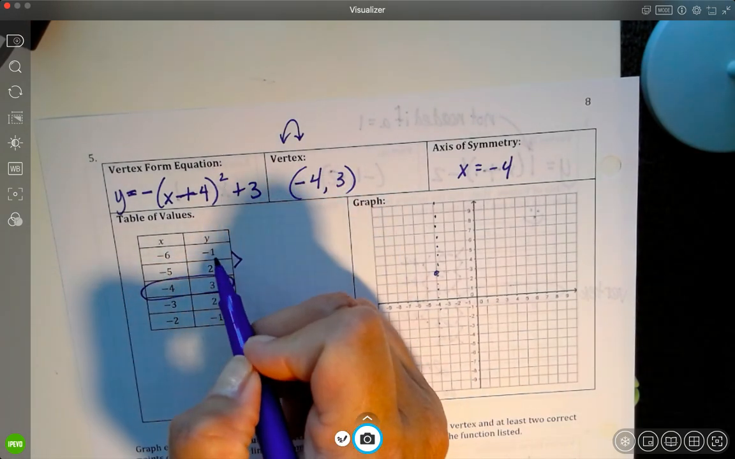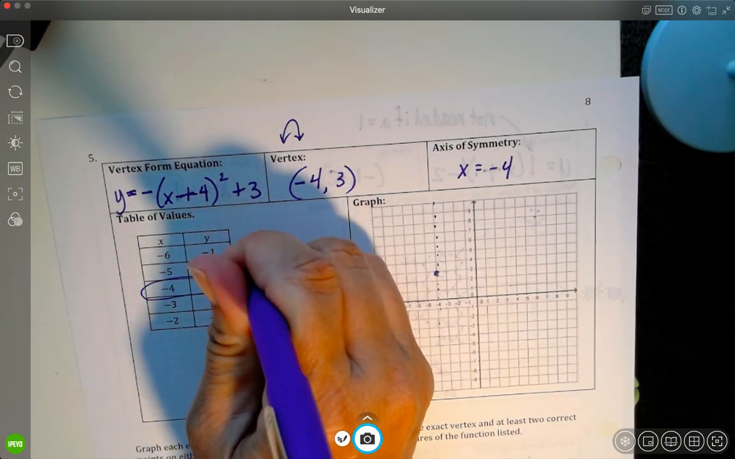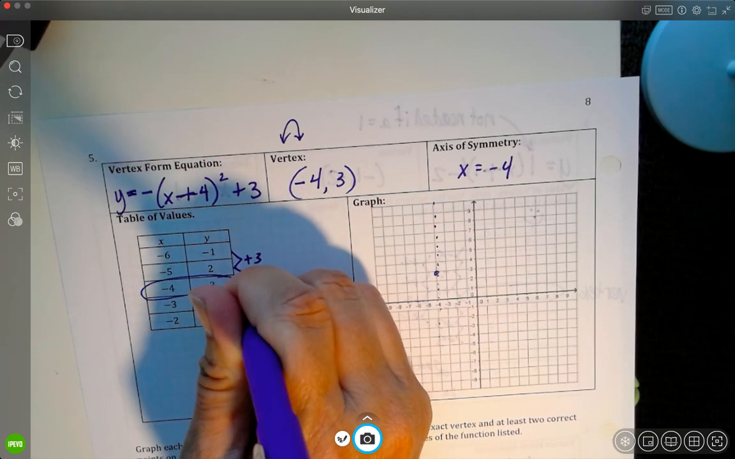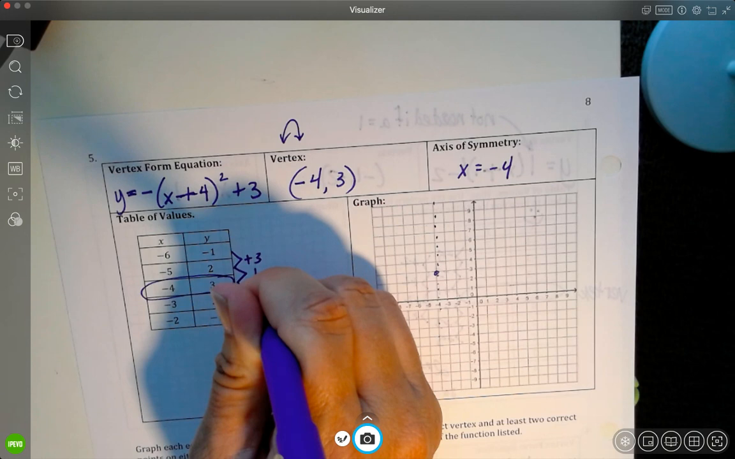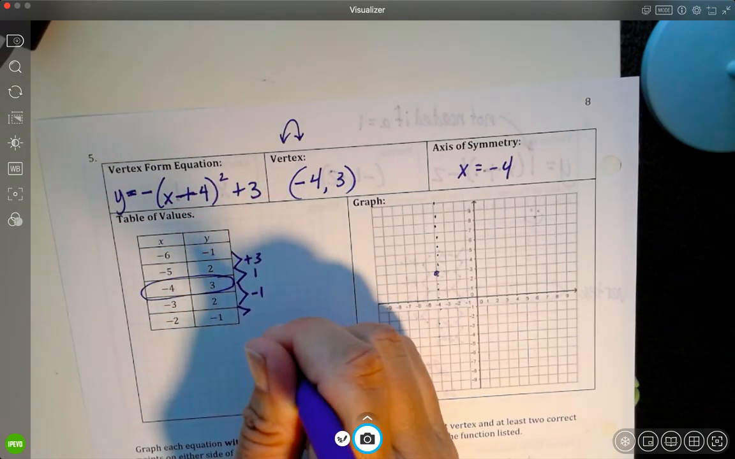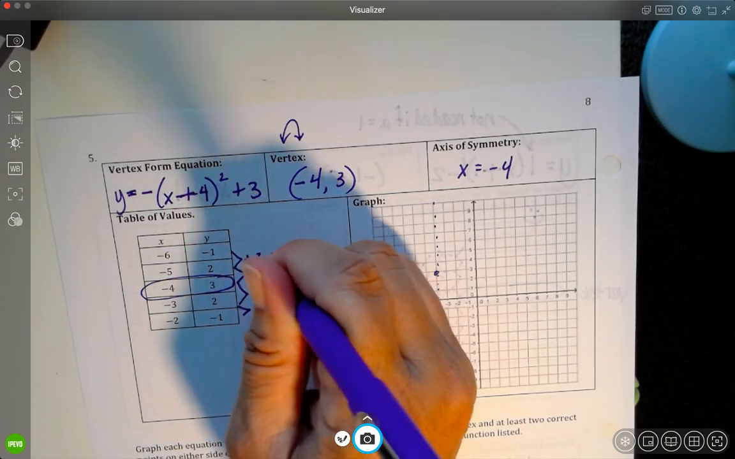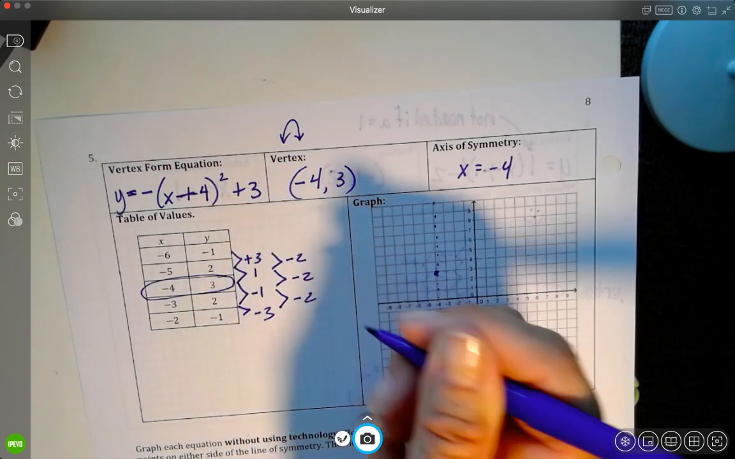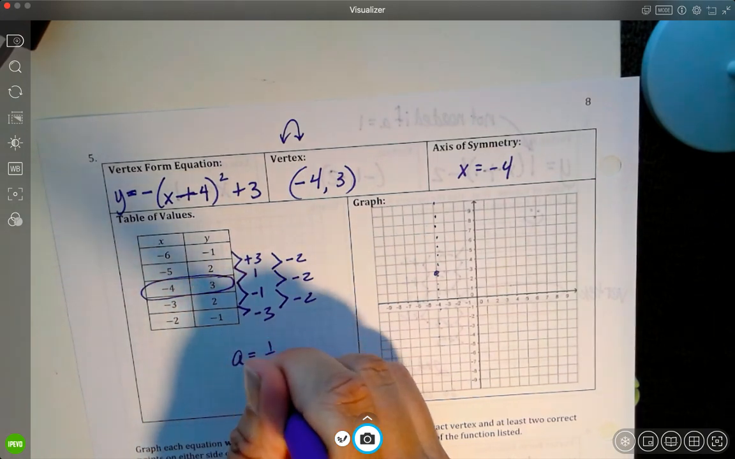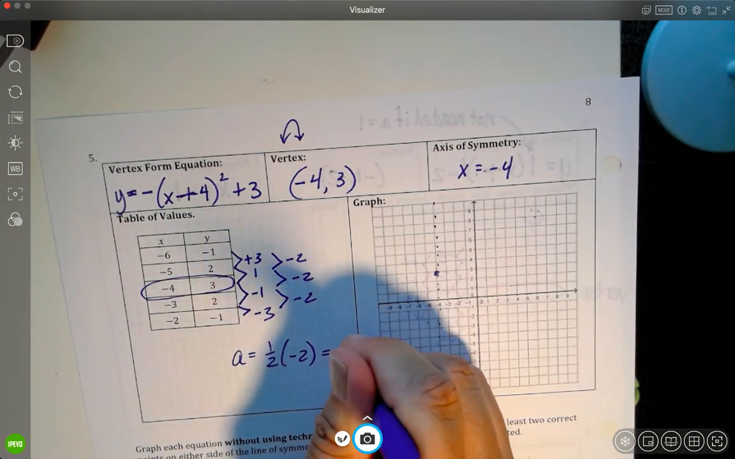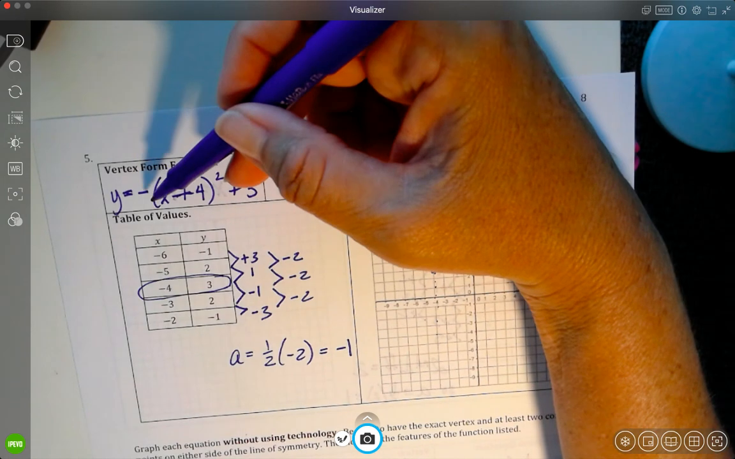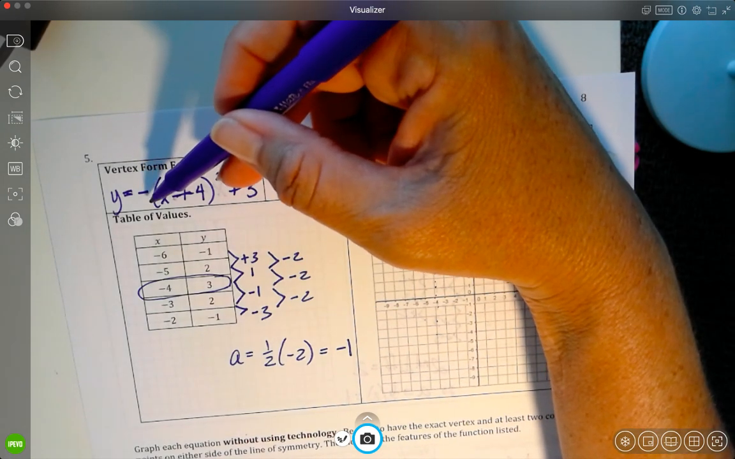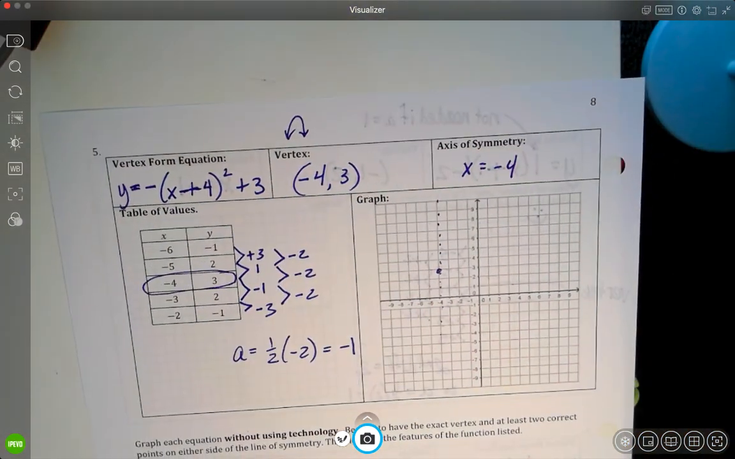So -2 to 1 is positive, or -1 to 2 is +3. 2 to 1 is 1. 3 to 2 is -1. 2 to -1 is -3. And then my second difference is -2, -2, -2. Okay, so then A is 1/2 of -2, which is -1. I already knew it was negative, but it's -1. You can put the 1 here, but you really don't need it. And then you can go ahead and graph it.